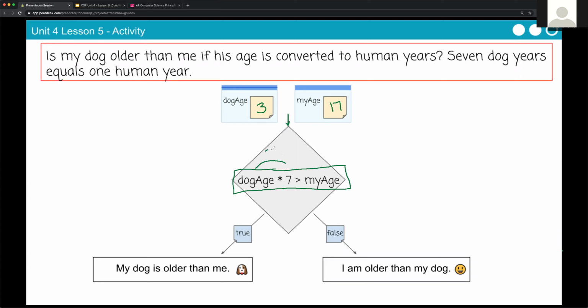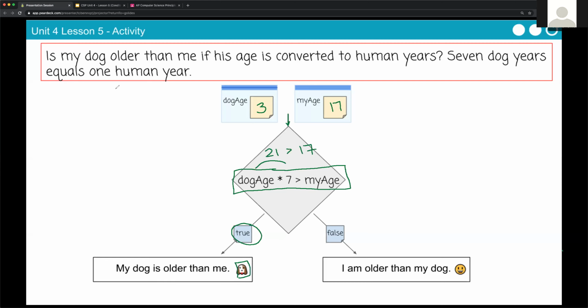3 times 7 is 21. Is 21 greater than my age, 17? Yeah, 21 is bigger than 17. Right? 21 bigger than 17. It's okay, Diane. I'll make mistakes. So true. My dog is older than me.